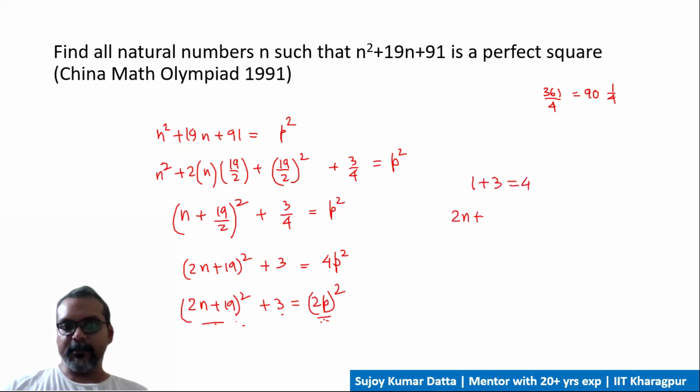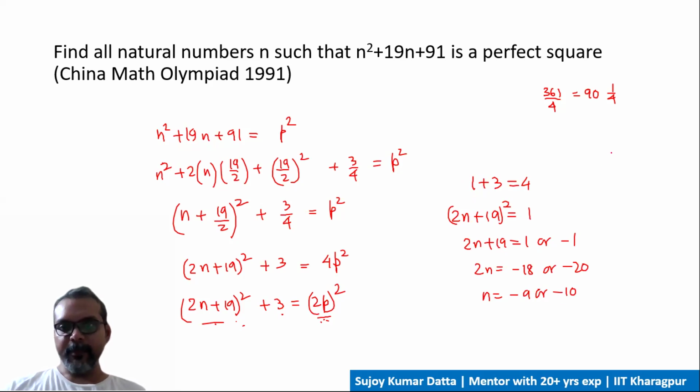So here 2n plus 19 squared will be 1. So 2n plus 19 is 1 or minus 1. So 2n would be 1 minus 19, so that's negative 18, or negative 20. So n will be negative 9 or negative 10. Just to check with negative 10, for example: n squared will now become 100, plus 91, minus 190. So that's a perfect square.